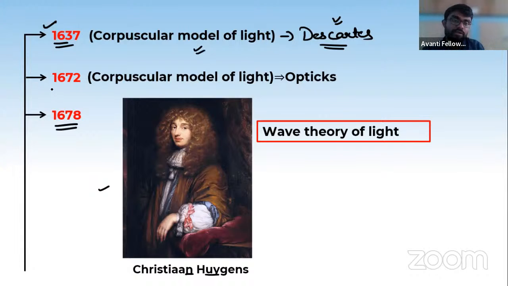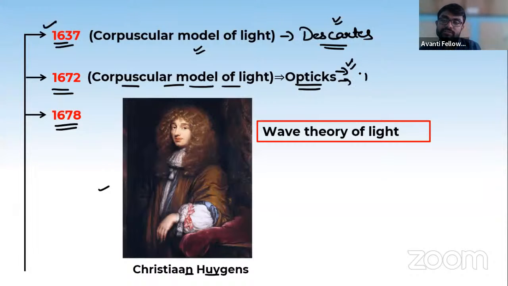Then Newton, in 1672, in his optics paper in the journal he published, modified this theory more. He explained all the phenomena like reflection, refraction, and dispersion via a prism, that is light into 7 colors, via this modified corpuscular model of light. This was given by Isaac Newton.